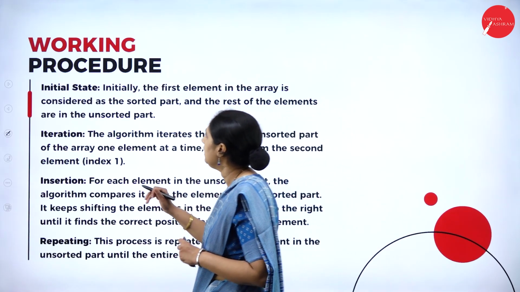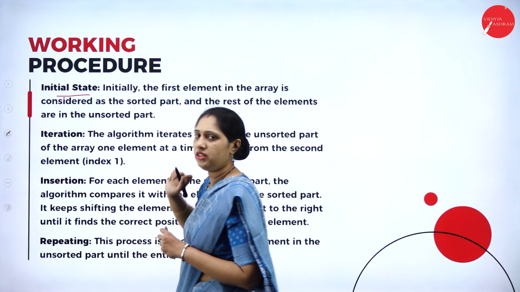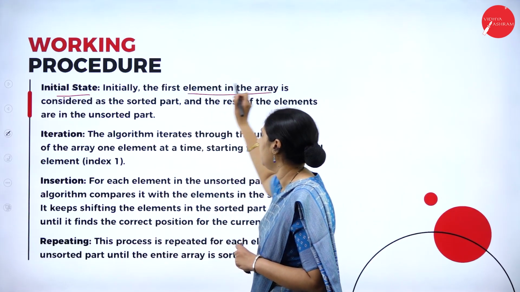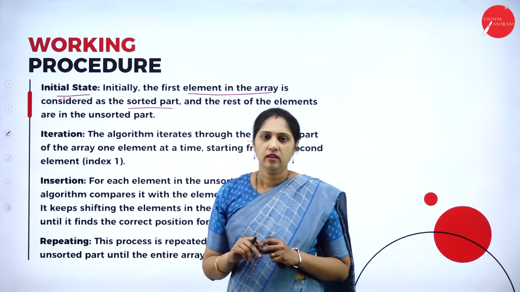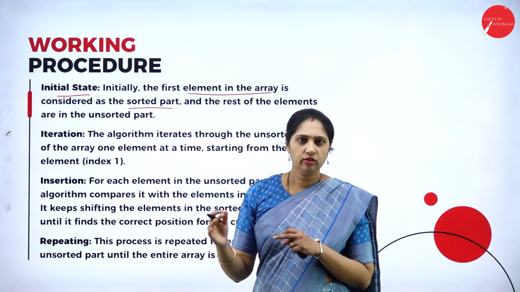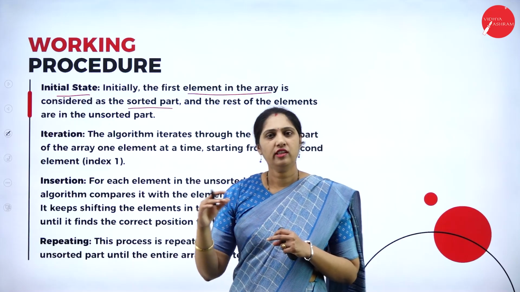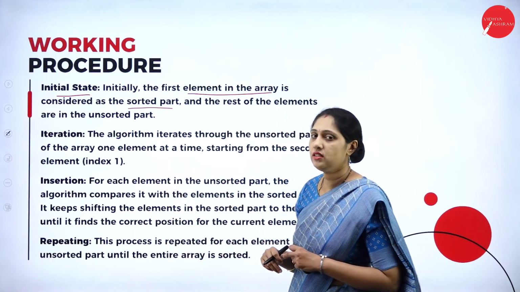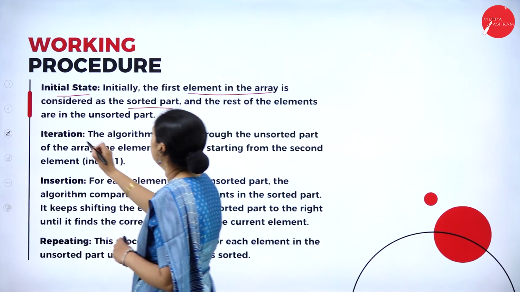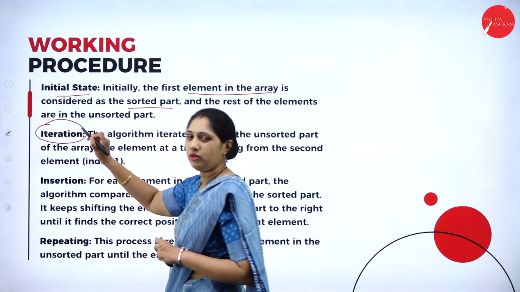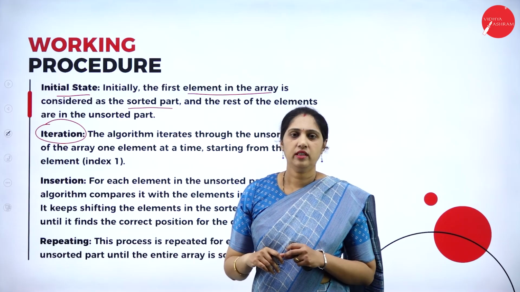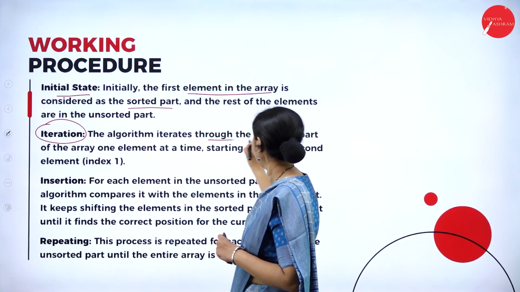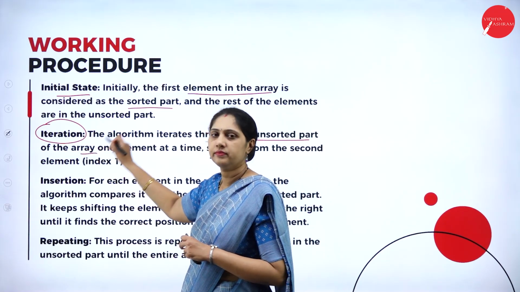First is the initial state. Initially, elements will be given. We prefer the first element in the array as sorted. So there are 5 elements, say 10, 20, 30, 40. We prefer 10 is already sorted. That is the initial state. Then it is iteration. Because there are many elements, say 5 elements, I have to do iteration one after the other. So it iterates through the unsorted part.